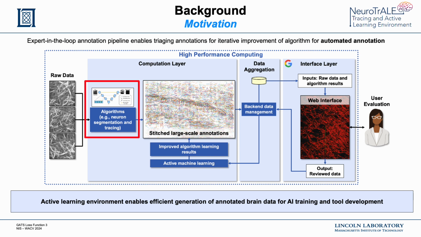So one solution for that is to have an annotation pipeline which can automatically annotate for you by ingesting raw data. NeuroTrail is one such tool, and it can automatically trace long axon fibers by using a model trained in a supervised or self-supervised manner. And the research in this presentation occurs in this red box in the computation layer.